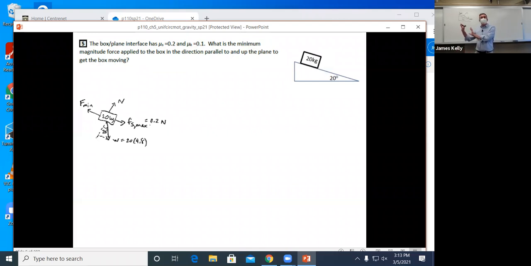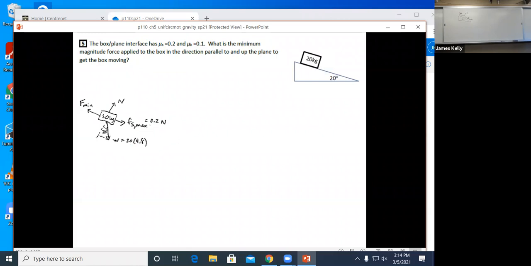And we always do the same thing. We don't imagine it having broken free. We imagine it being on the edge of breaking free. If I pushed any harder, it would break free, but I'm still talking about a static situation. Nothing is moving in this picture, and therefore all my acceleration components are 0.